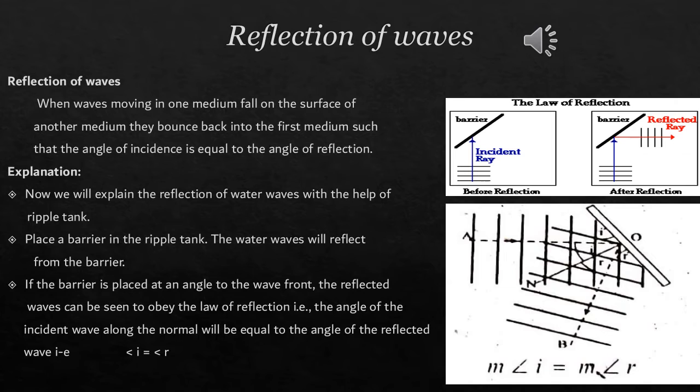Explanation. Now we will explain the reflection of water waves with the help of a ripple tank. Place a barrier in the ripple tank. The water waves will reflect from the barrier. If the barrier is placed at an angle to the wave front, the reflected waves can be seen to obey the law of reflection, that is, the angle of the incident wave along the normal will be equal to the angle of the reflected wave, that is, angle i is equal to angle r.